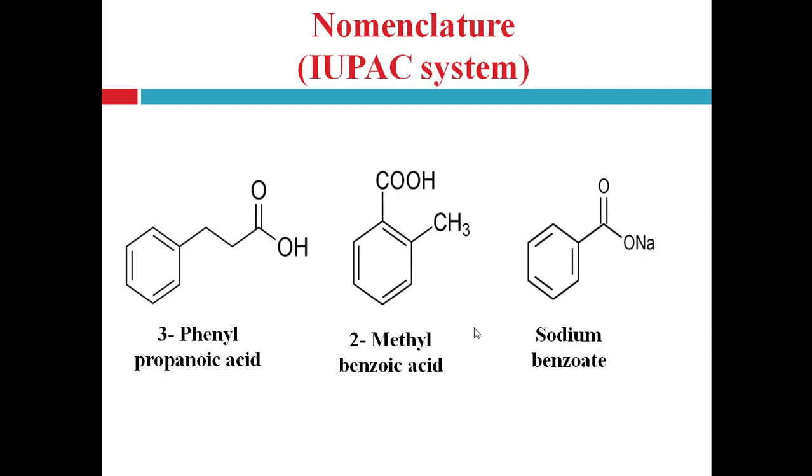So how does this become benzoate? Because in the name of the acid, the ending -ic acid has been replaced by -ate. So in benzoic acid, -ic acid is replaced with -ate, so benzoic acid becomes benzoate, right? So it is sodium benzoate.